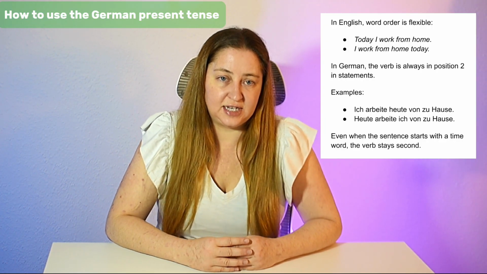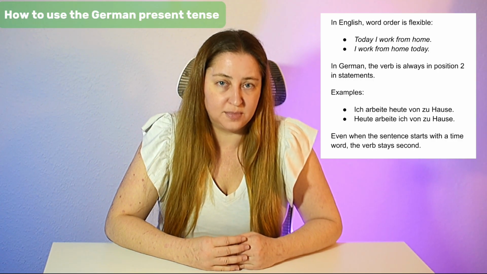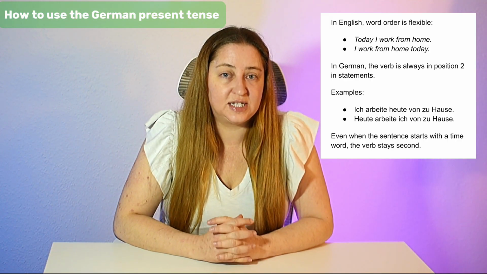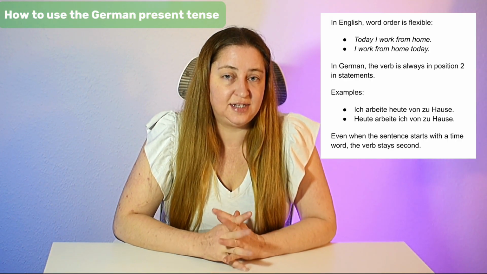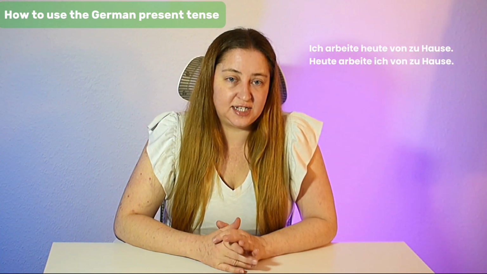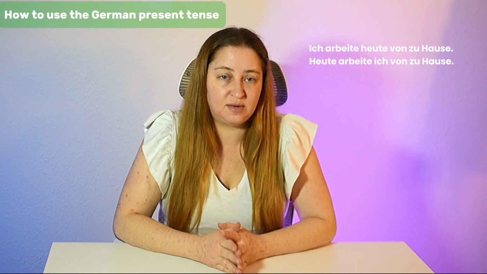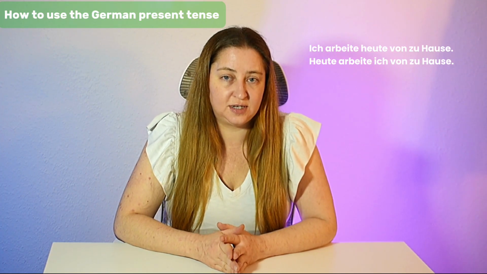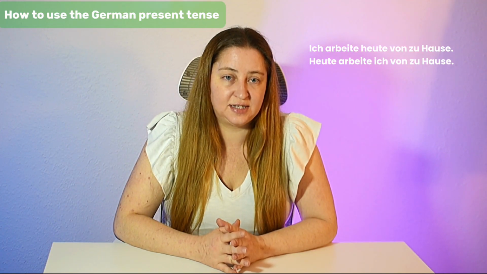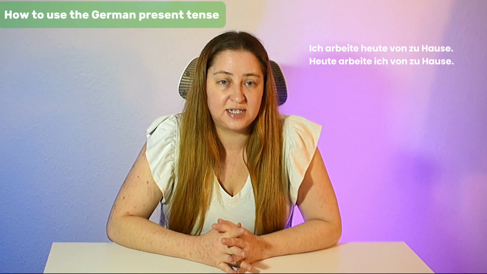In English, word order is flexible. So we might say, today I work from home, or I work from home today. But in German, the verb is always going to be second or last. In these simple statements, it will be second. For example, ich arbeite heute von zu Hause, or heute arbeite ich von zu Hause. So we're changing the word order, but the verb is still in the second place. It doesn't matter if we start with the time word, the verb will stay second.